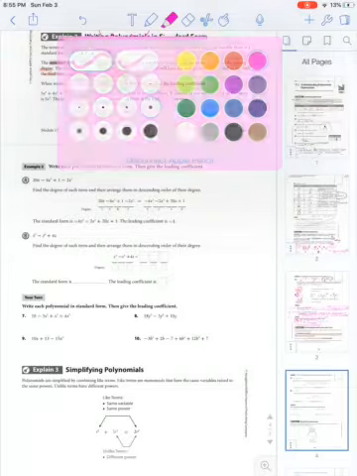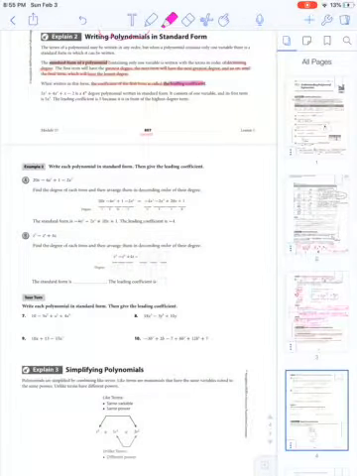When written in this form, the coefficient of the first term is called the leading coefficient. Okay, this is super important. Make sure that you guys underline, highlight, circle leading coefficient. Okay, so 5x to the fourth plus 4x squared plus x minus 2 is a fourth degree polynomial written in standard form. Okay, so when we look at this, I'm just going to rewrite it. So go ahead and rewrite it with me.